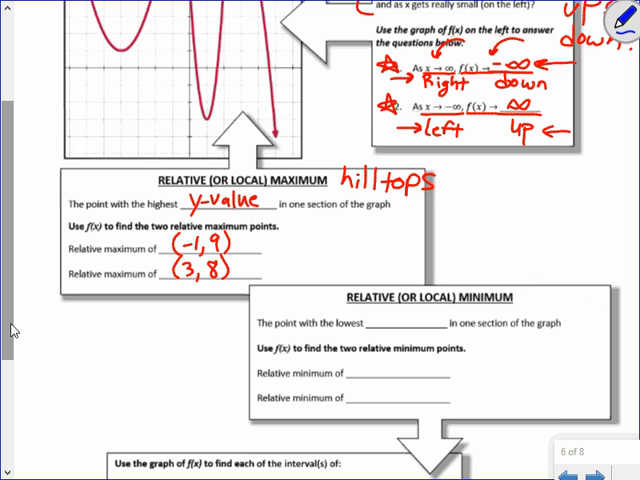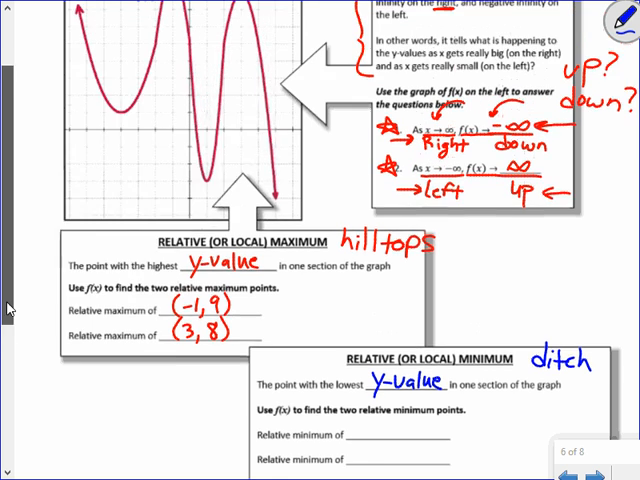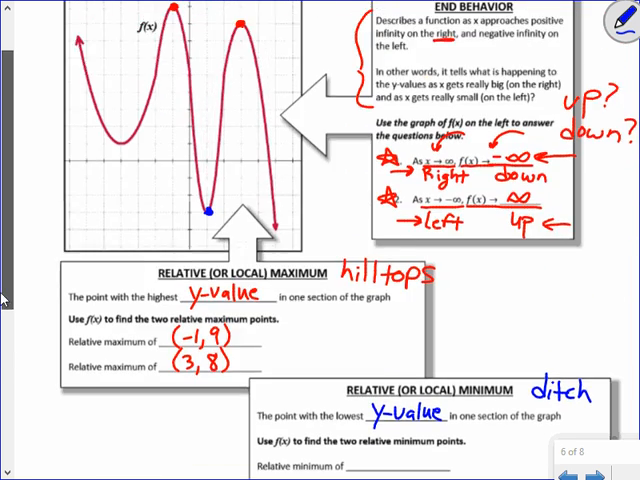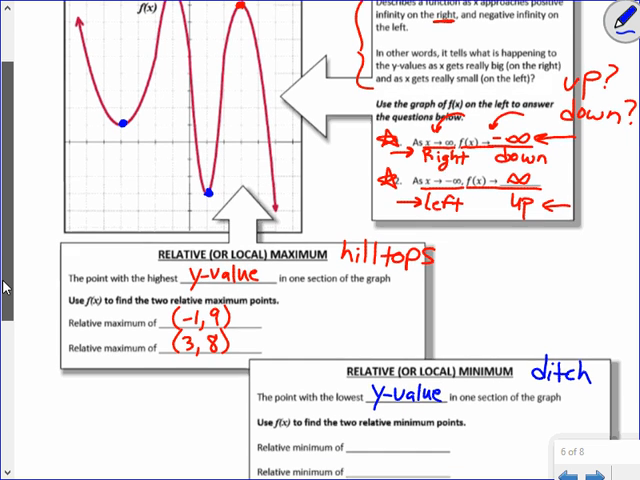When you're looking for a relative minimum, instead of hilltops, you're going to be looking for a ditch. So it's going to be a lowest point, the lowest Y value in one or more sections of the graph. So you're just looking for all those low points. This graph only has one ditch, so that's going to be one minimum. I'm kidding, there's another one right here. Sorry, there are two little dips in the graph already. So those are going to be our two relative minima.